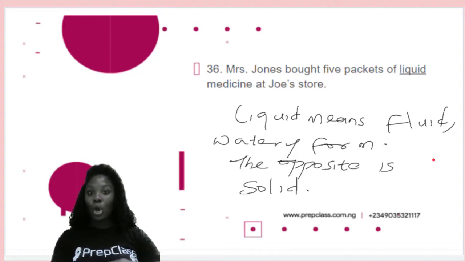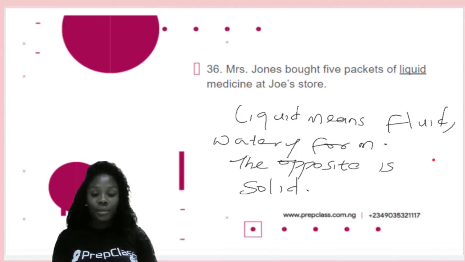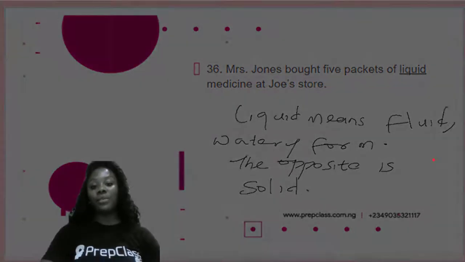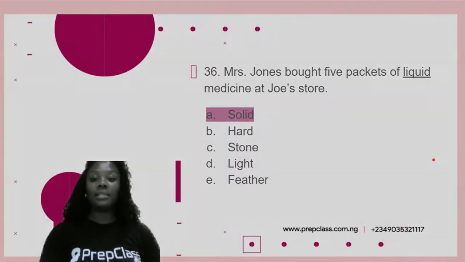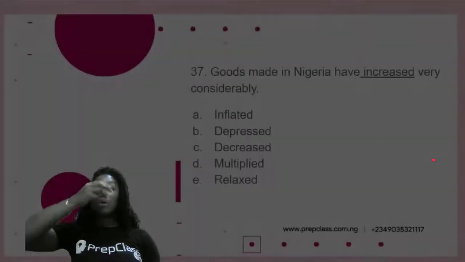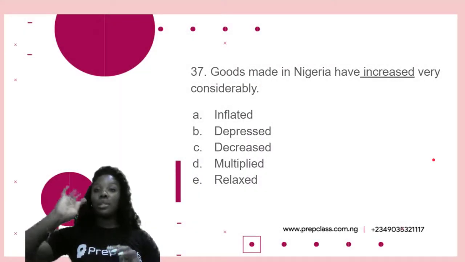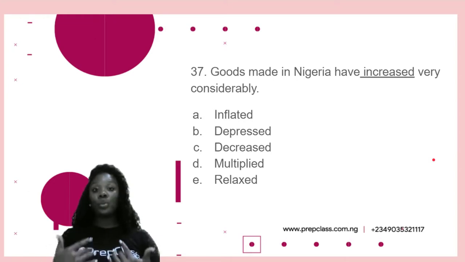Thick and fixed, not watery. So that's our answer, solid. The opposite of liquid is solid. So just as drinks are usually in liquid form, foods are usually in a solid form, right?